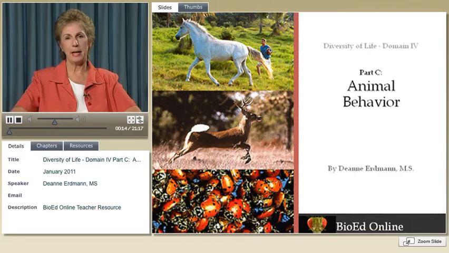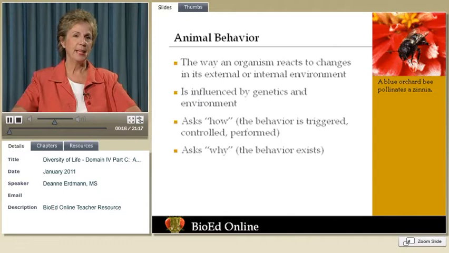Part C is an introduction to animal behavior. In the past two decades, the study of animal behavior has emerged as an important and diverse science, encompassing evolution, ecology, physiology, genetics. We define behavior as the way an organism reacts to changes or stimuli in its external and its internal environment. It might be something simple like just the response to an odor, or more complicated by the fact that it's influenced by both genetics and the environment.